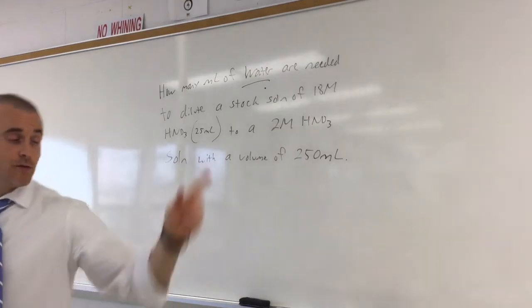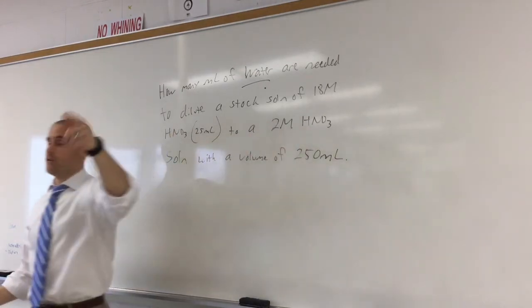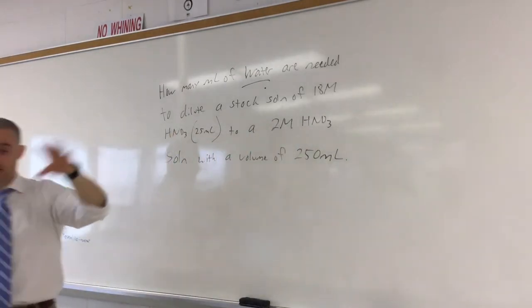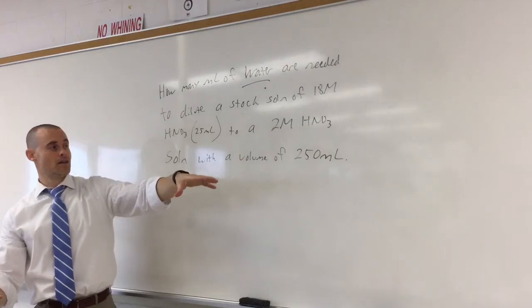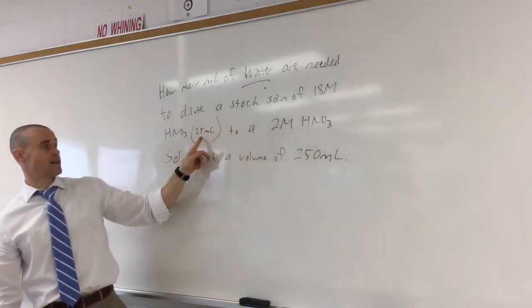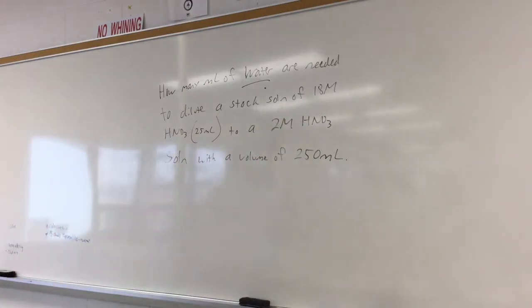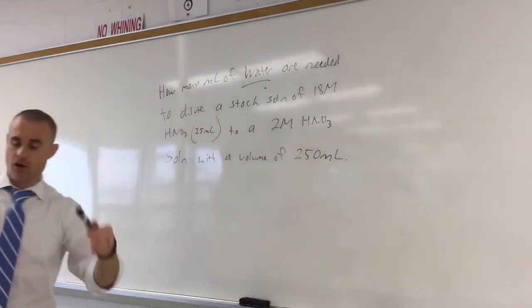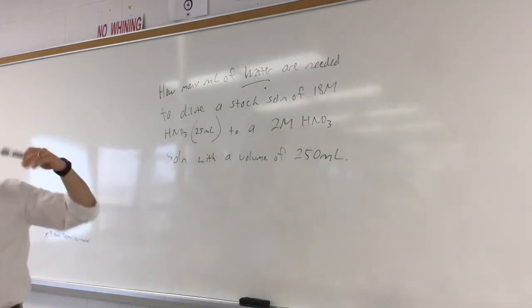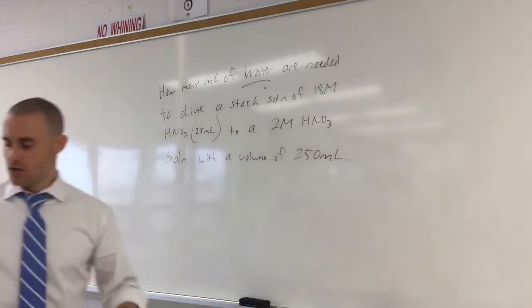You're going to have to first figure out how much of the original you need by doing the M1V1 equals M2V2, just like we did, and then figure out, okay, if the total volume is 250, you just have to subtract how much of the original you used. So just what I did. I try to do it to show you because this is really kind of random, something you've never seen or done, so it's hard to visualize or understand. So that's why I literally make one so you can see it.